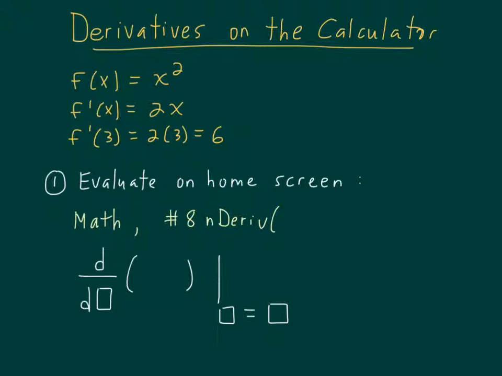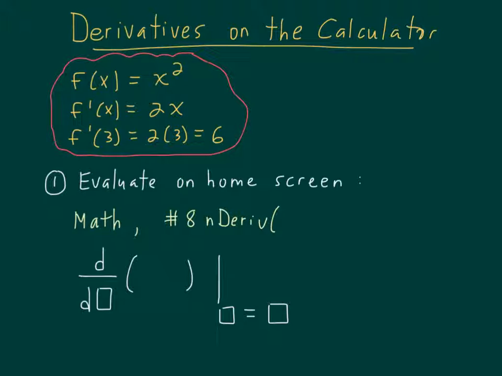So here's just a real simple example where if we have x squared as our function, we know the derivative is going to be 2x. If we're interested in finding the derivative when x is 3, simple substitution gives us an answer of 6. So let's take a look at how to do this on our home or our blank screen on our calculator.